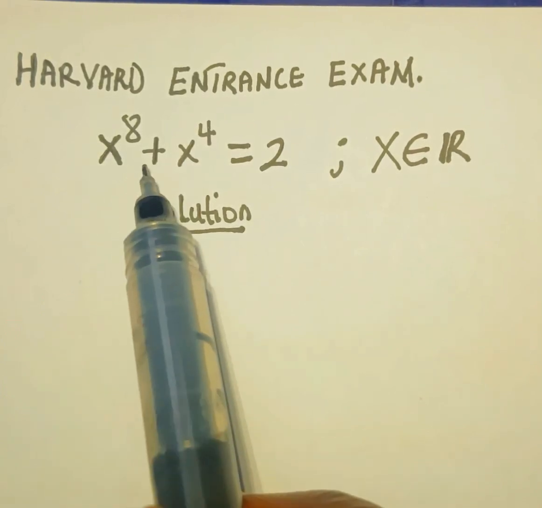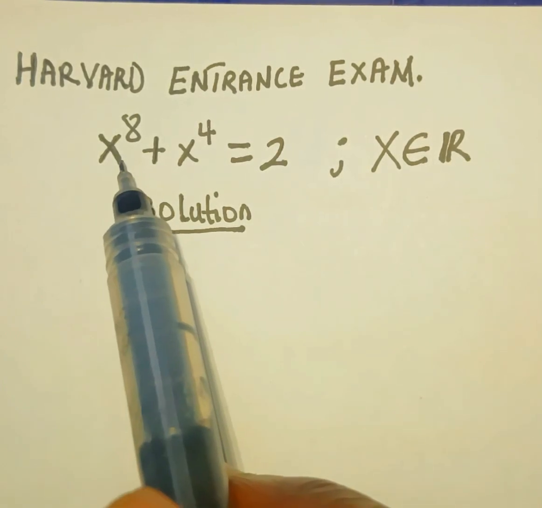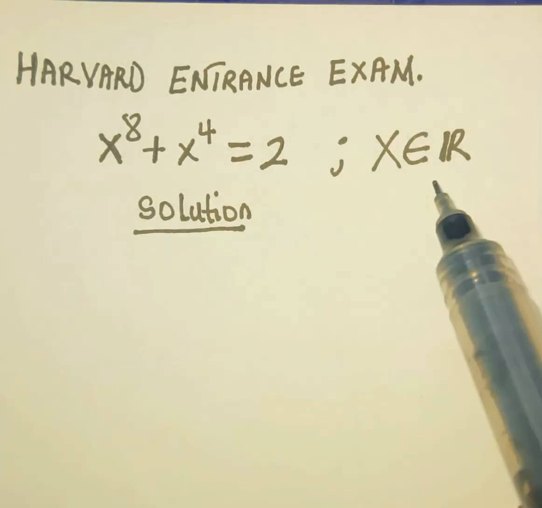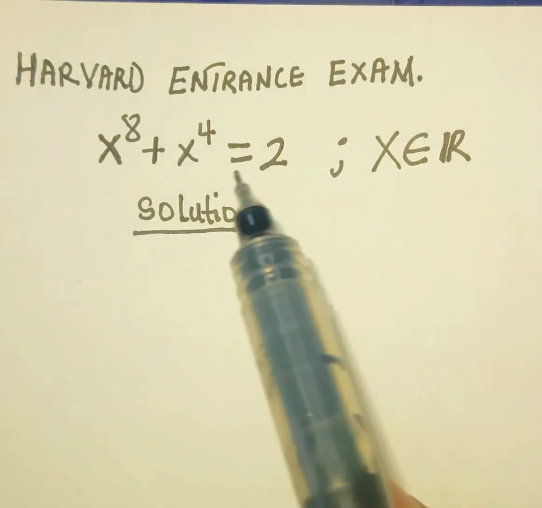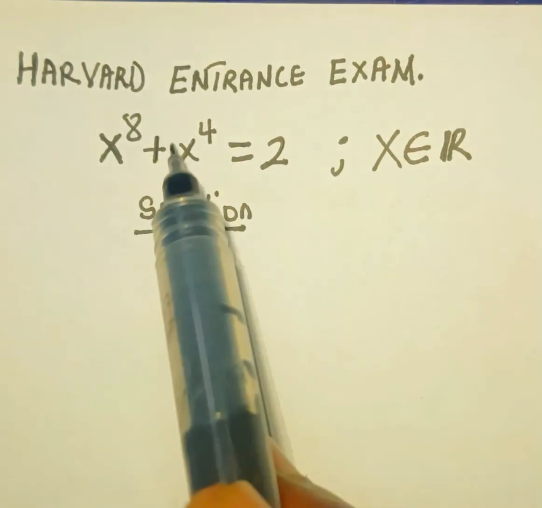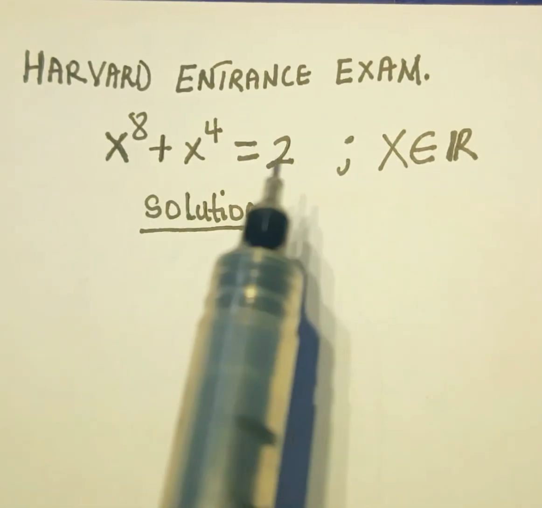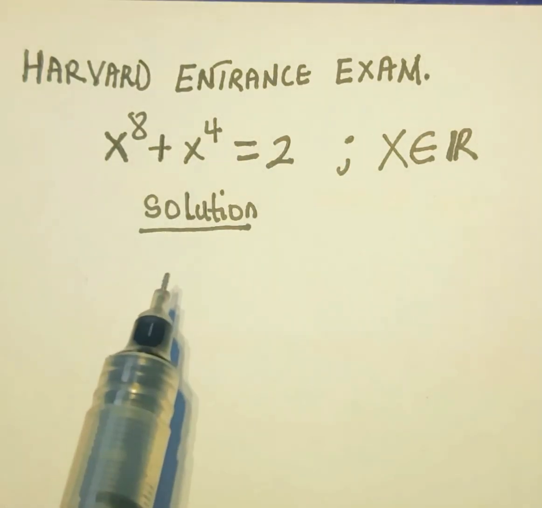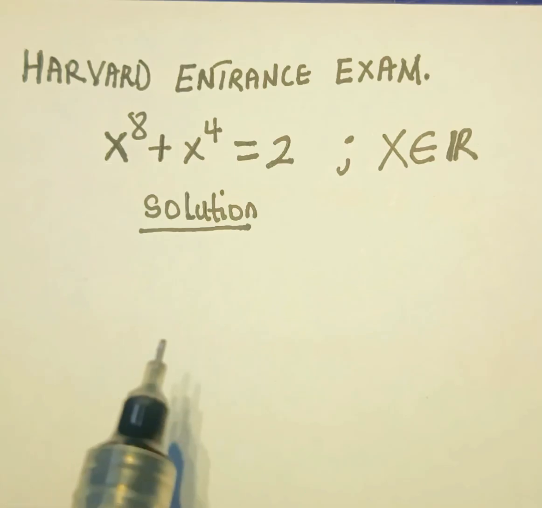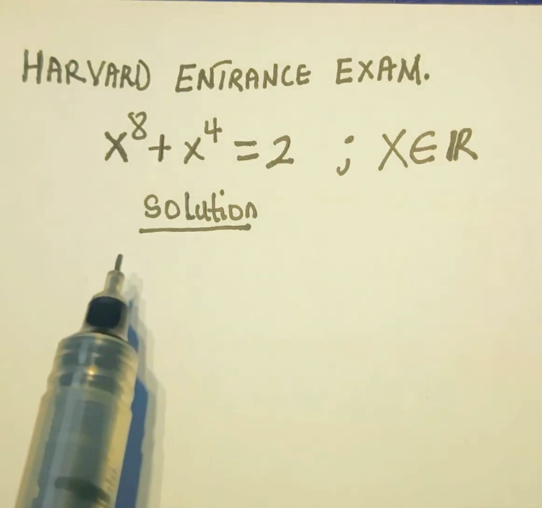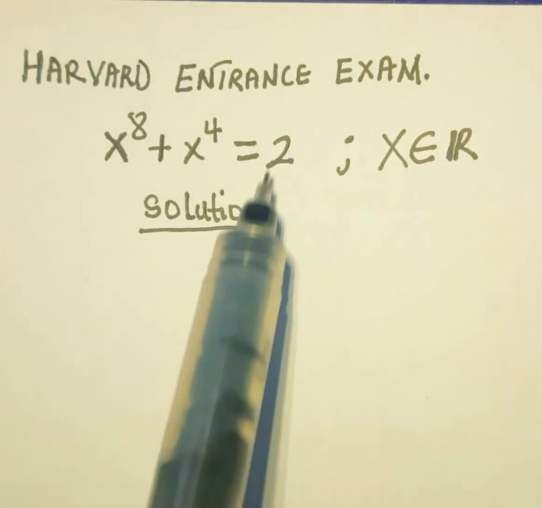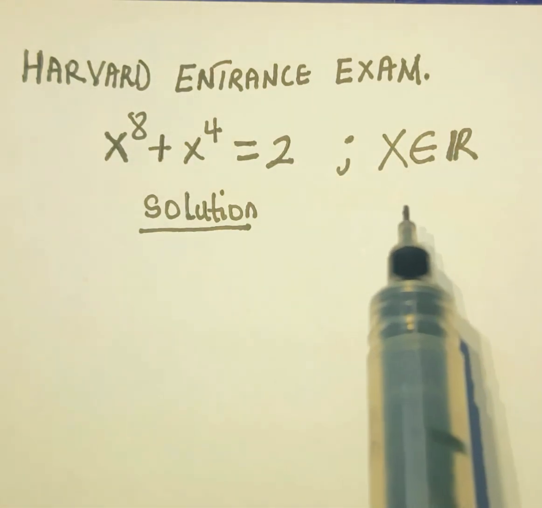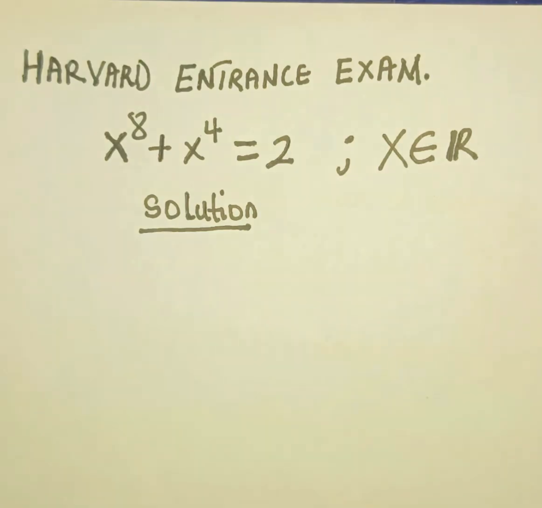We're going to solve for the value of x from this equation. We are given that x to the power 8 plus x to the power 4 is equal to 2, where x is an element of the real numbers. If you look at this equation, the highest power of the variable here is 8. So our expectation is to get 8 possible solutions that will satisfy this equation, both complex and real solutions. But based on this equation, our interest is going to focus on just the real values of x that will satisfy this equation, not complex solutions.